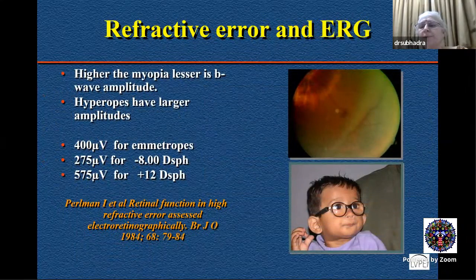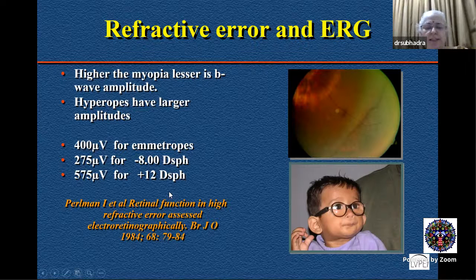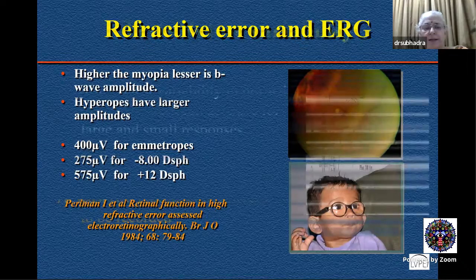Then refractive error has a profound effect on ERG. So I have seen patients of high myopia being labeled as retinal dystrophy, whereas that is only a natural low ERG in high myopes. There are very few studies done on hyperopes and ERG. There is a huge amount of data on myopia and ERG. And this is one study which showed that as the refractive error changes, there is a change in the amplitude of the responses. So when we are interpreting the responses, we should know what was the refractive error of the patient.